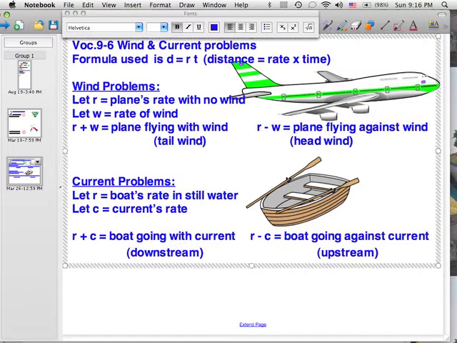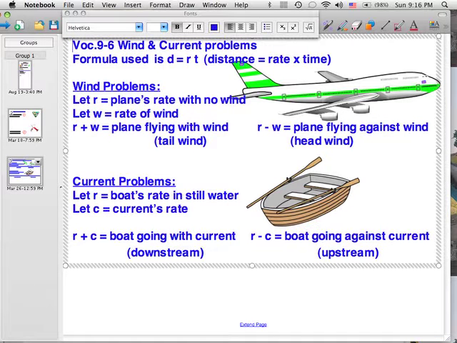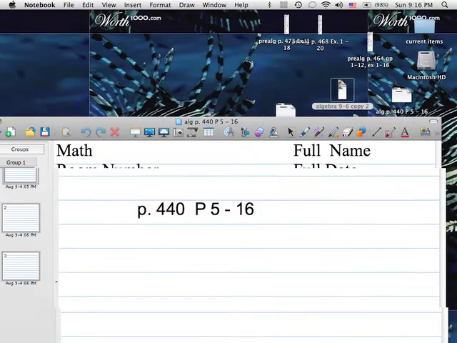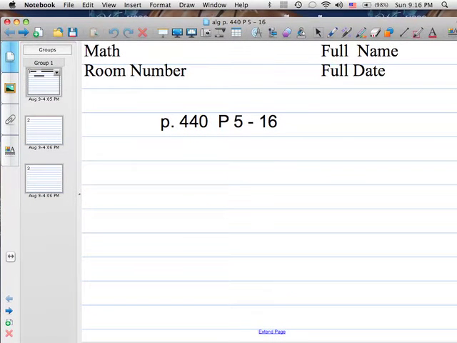So with those in mind, we're going to do the evens. Turn to page 540, and we're doing problems 5 through 16.